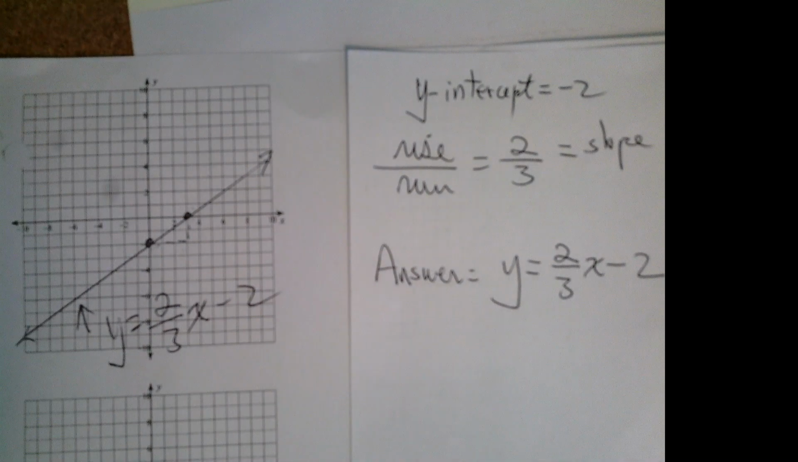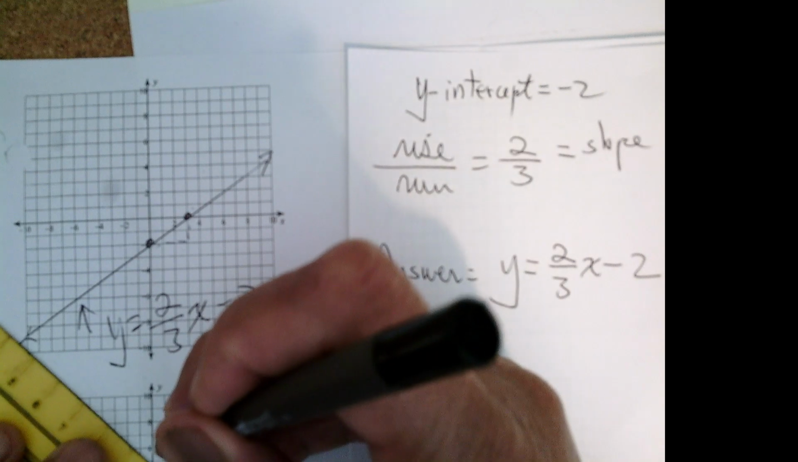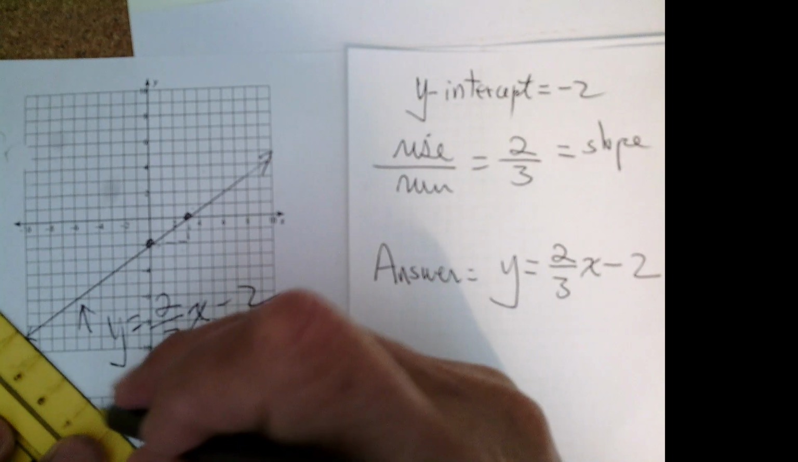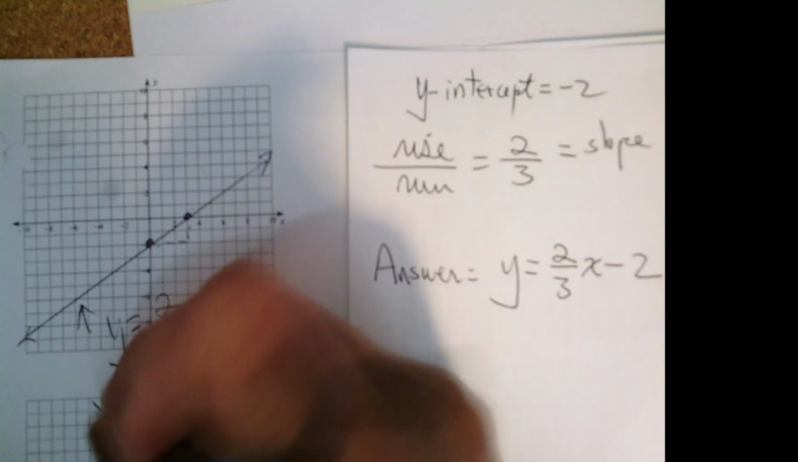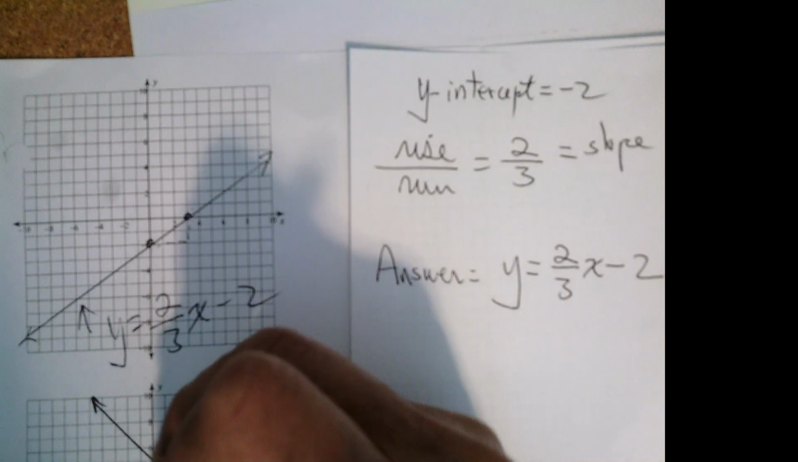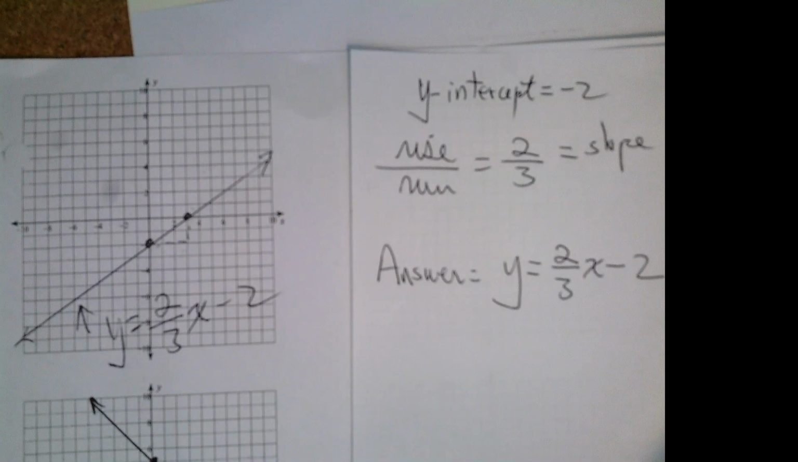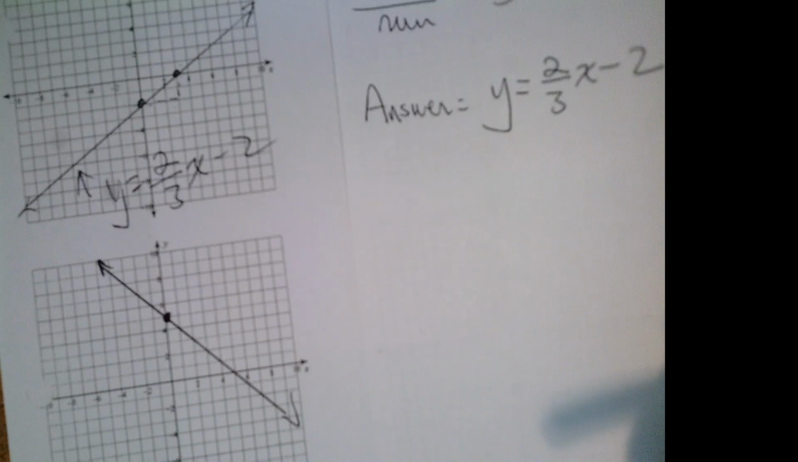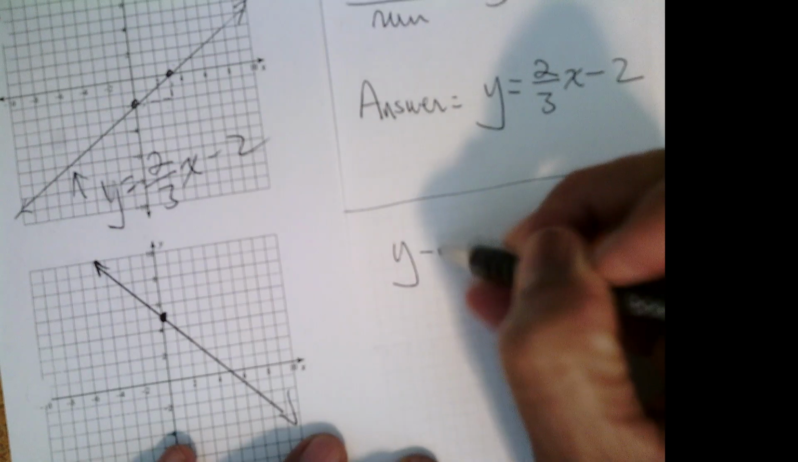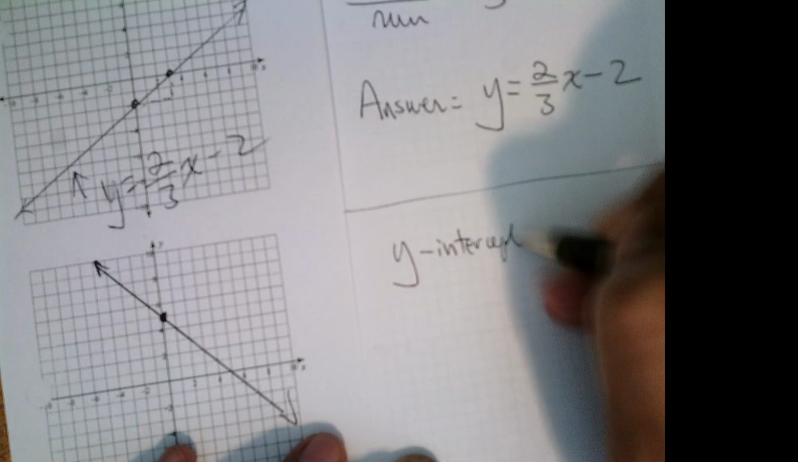So another example. Then we'll talk about your assignment, okay? Using 7a, 7b as an example. So let's look at this line here. Now it's your turn to find the equation of the line. First step, the starting point on the y-axis. So 1, 2, 3, 4, 5. So the y-intercept is 5.